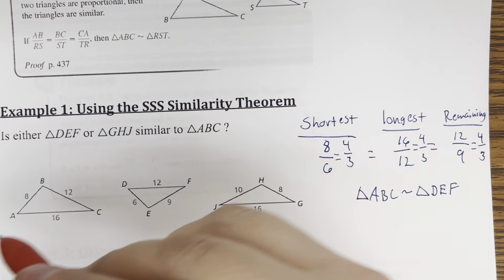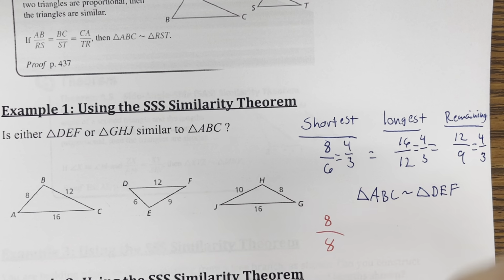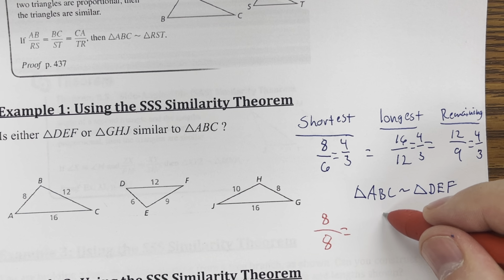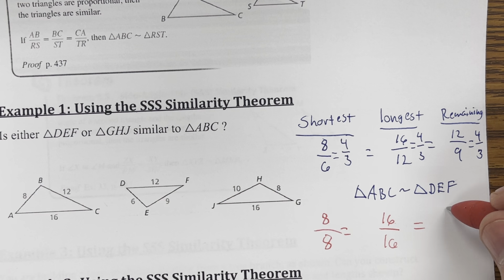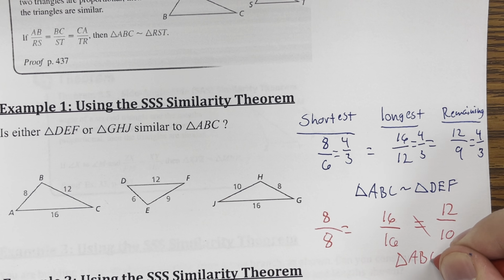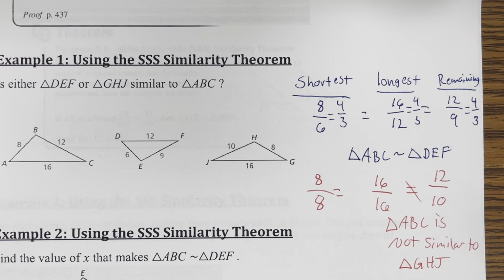So the shortest side of ABC again is 8. Shortest side here is 8. So 8 over 8 is 1. The longest side is 16. Longest side, 16. That's equal to 1. Middle side is 12 over 10. Those are not equal because 12 over 10 is not 1. So ABC is not similar to triangle GHJ. All three side lengths were not proportional. For the first one they were, the second one they were not.